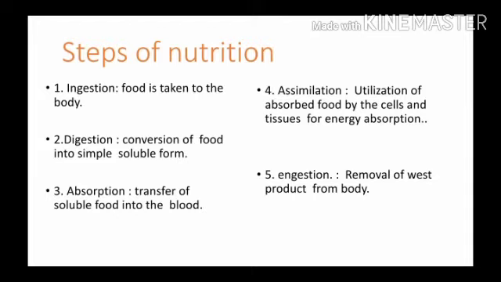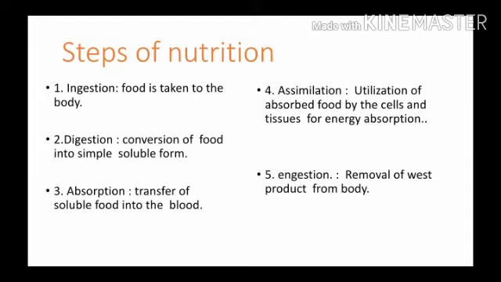The second one is digestion. The conversion of food into simple soluble forms is called digestion. The third one is absorption. The transfer of soluble food to the blood is called absorption. Next is assimilation. Utilization of absorbed food by cells and tissues for energy production, growth and repair is called assimilation.